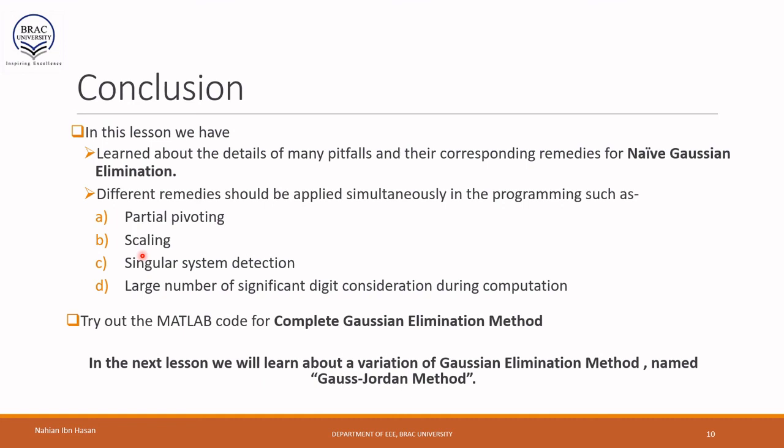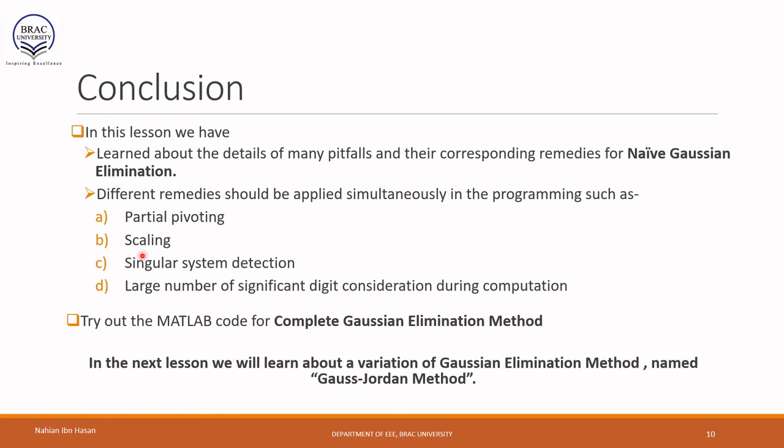So please try out the MATLAB code that I have attached with this slide to implement the complete Gaussian elimination method. To use the pivoting, I have implemented the partial pivoting approach. So please go through the details of the code and try to understand how the partial pivoting is implemented there. It will be helpful for you to understand the main thing.